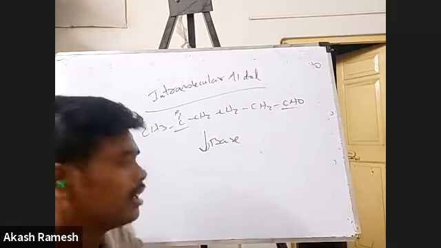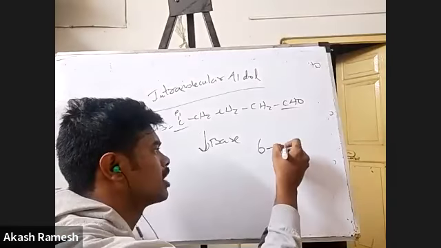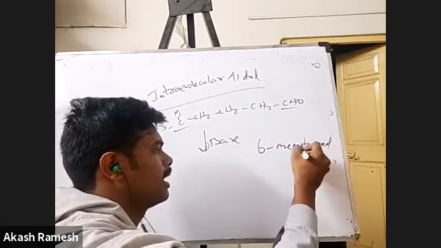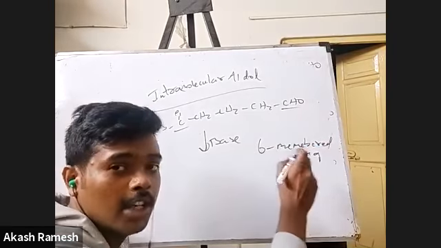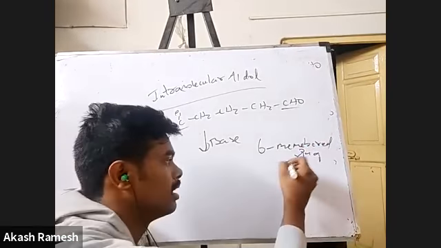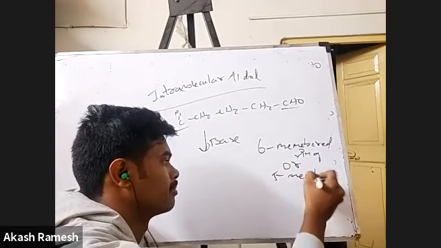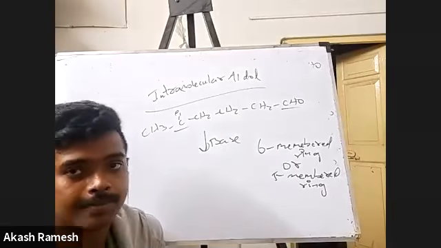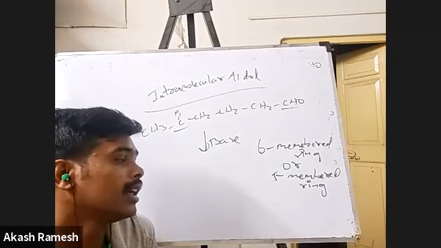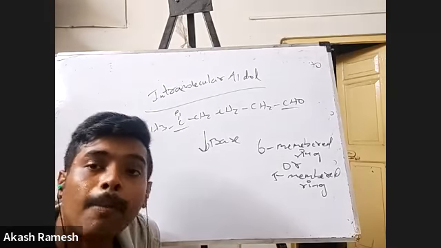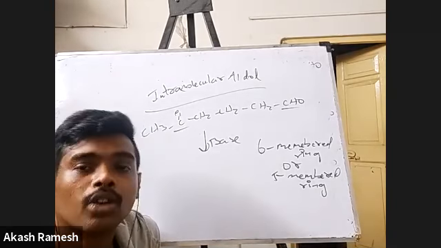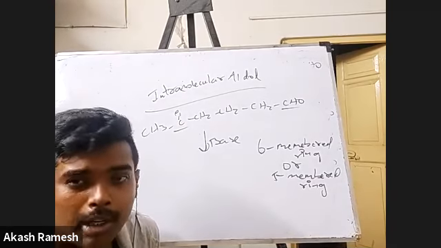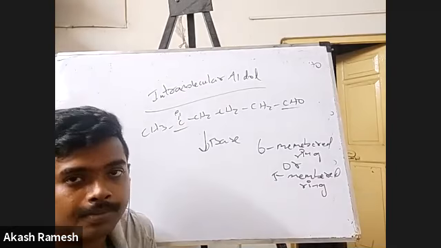Now, please understand, the first priority should be given to a 6-membered ring. If you are not able to do it, then go for a 5-membered ring. The priority should be forming a 6-membered ring, and if it is not there, then go for a 5-membered ring. And if at all you're not able to form any of that, then go for whatever is possible.